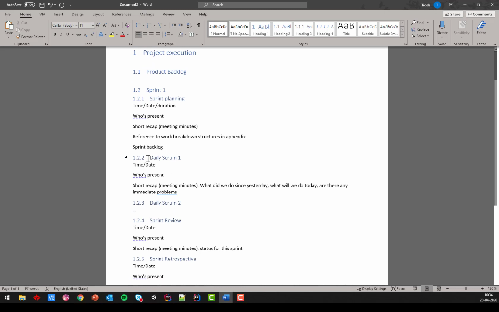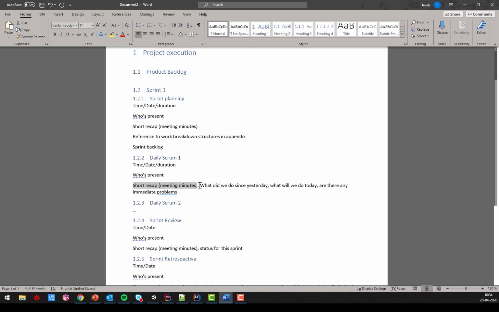Then each day you're going to do the daily Scrum meetings, the stand-up meetings. Again, time, date, duration is sort of fixed to 15 minutes. That's the recommendation, but maybe yours is slightly different. Who's present? And a short recap about what was talked about in this meeting. I don't expect more than a few lines. Usually these meetings are pretty short and there's not much interesting to say.